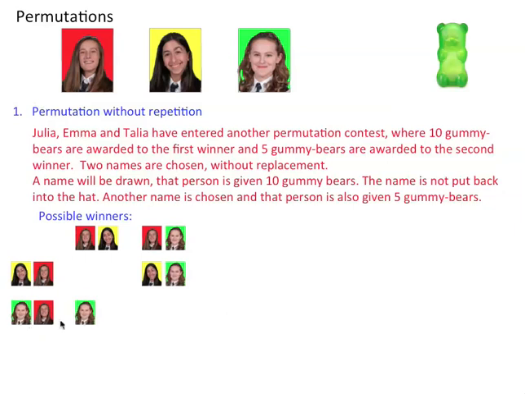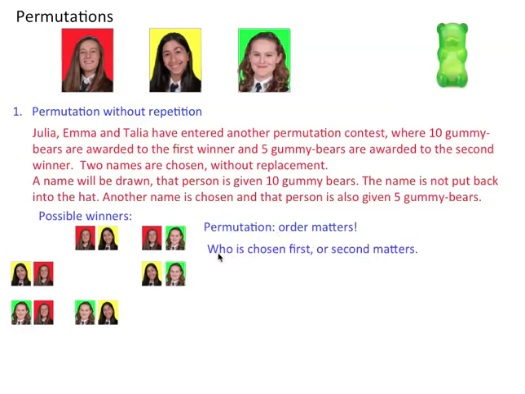Yep. And that's different than Emma and Julia, right? Because Emma gets the 10 gummy bears, and Julia just gets the 5. Okay? So here, Julia gets the 10 and Emma gets the 5, so that's a difference. So that's what makes it a permutation. Okay? Julia, then Talia. Why not? And Julia, then Julia. No, that can't happen because her name wasn't put back in, so we'll remove that. Okay? So in this case, we're talking about, yes, permutation, and order does matter. Okay, who is chosen first and who is chosen second matters.